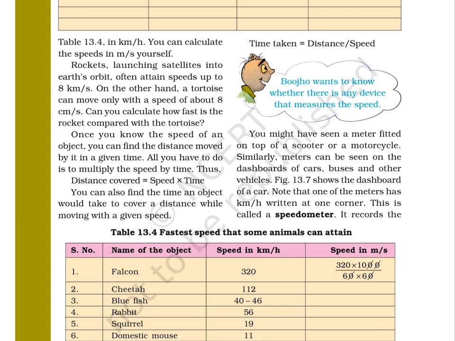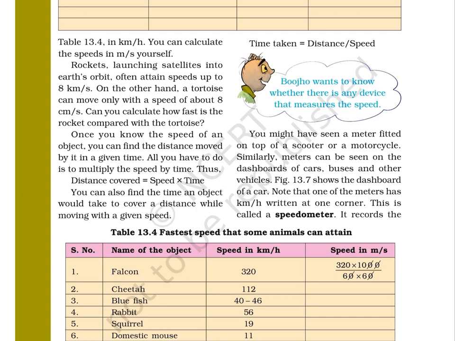There's a thought bubble given here. A picture of Bojo is next to it. Bojo wants to know whether there is any device that measures the speed. You might have seen a meter fitted on top of a scooter or a motorcycle. Similarly, meters can be seen on the dashboards of cars, buses, and other vehicles.